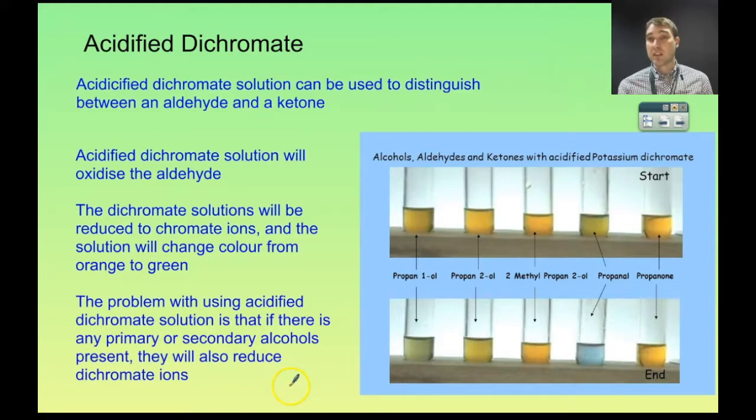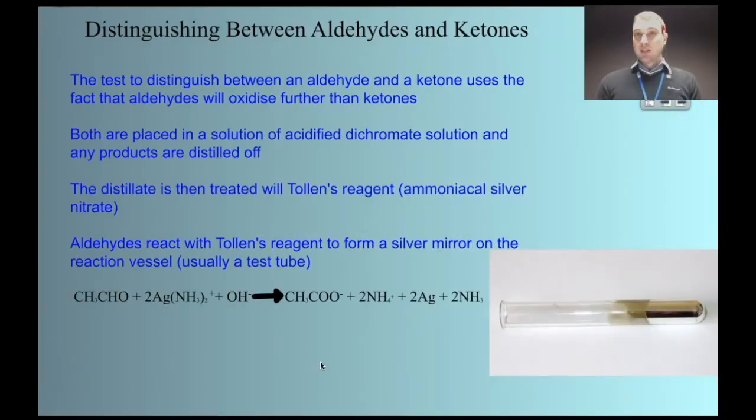And the advantage of the Tollens test is it is specific to aldehydes. So let's have a look at that now. As I was saying, the test is called the Tollens test. We use Tollens reagent, which is ammoniacal silver nitrate. If an aldehyde is present, the aldehyde reacts with the ammoniacal silver nitrate, and you get a silver mirror forming on the walls of your reaction vessel.